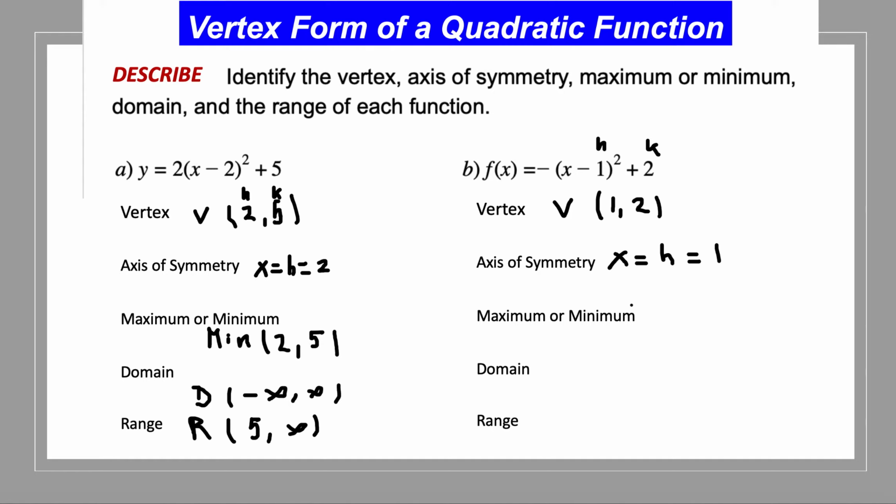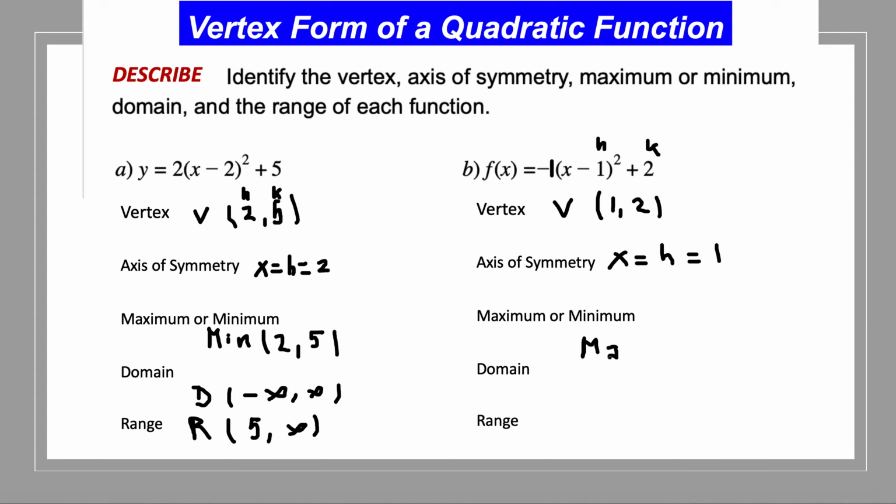Maximum or minimum: because the leading coefficient here is negative 1. You see here it is negative 1, an invisible 1. Since it is negative 1, the graph of the function is concave down. So it always has a maximum.